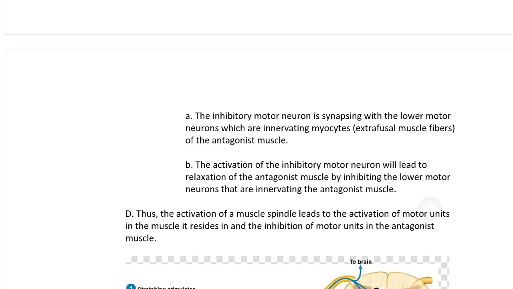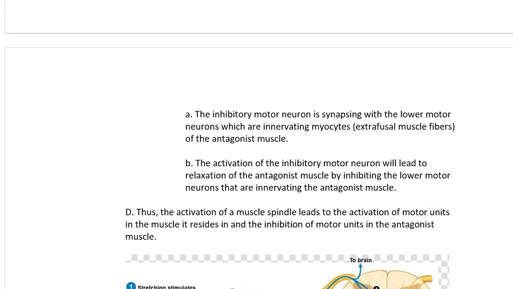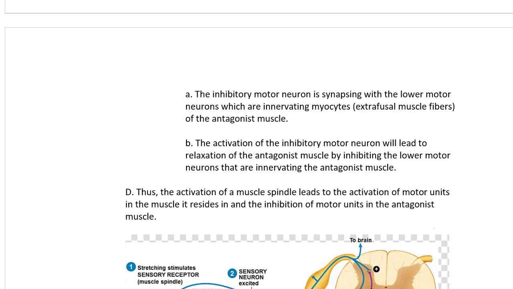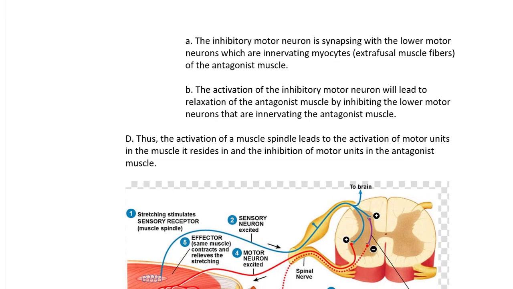The inhibitory interneuron is synapsing with the lower motor neurons, which are innervating myocytes, extrafusal muscle fibers, of the antagonist muscle. The activation of the inhibitory motor neurons will lead to relaxation of the antagonist muscle by inhibiting the lower motor neurons that are innervating the antagonist muscle. This activation of the muscle spindle leads to the activation of the motor units in the muscle it resides in and the inhibition of the motor units in the antagonist muscle.